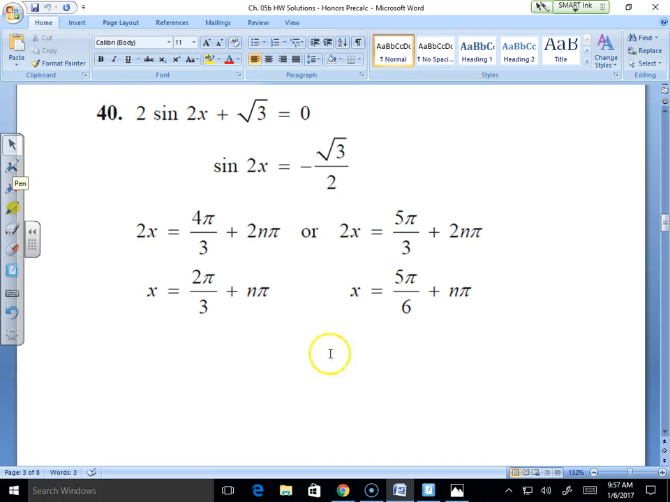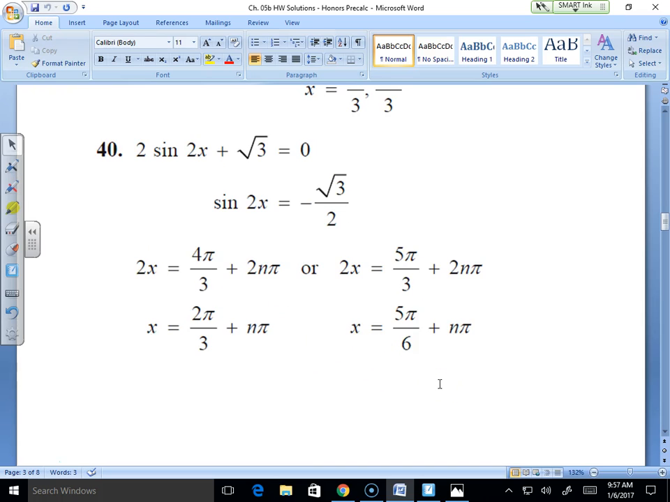Number 40. That one's a little more straightforward in the sense of, remember, deal with who first, the 2x or the sine? Deal with the sine first. Remember, this one's stuck. Deal with the sine. When is sine negative root 3 over 2? Sine is negative, all students take, sine is negative here and here, at 4 pi over 3 and 5 pi over 3.